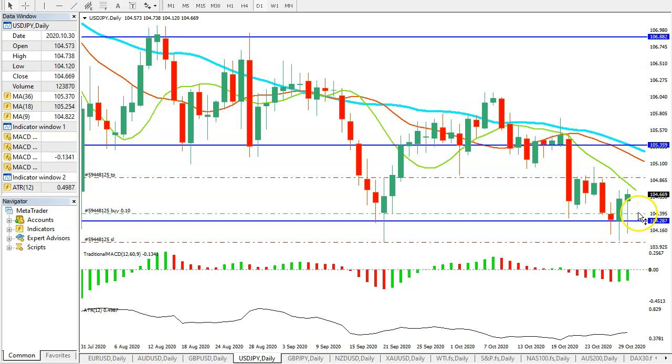So that's how we can enter a long trade with a protective stop below all the lows, and potential profit target anywhere from here up to just below the next level.